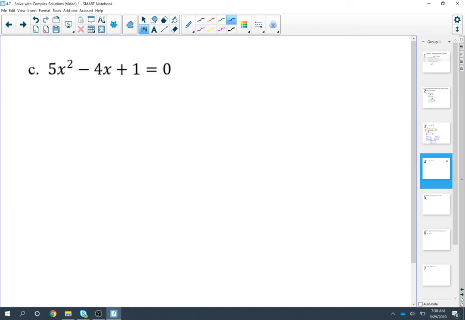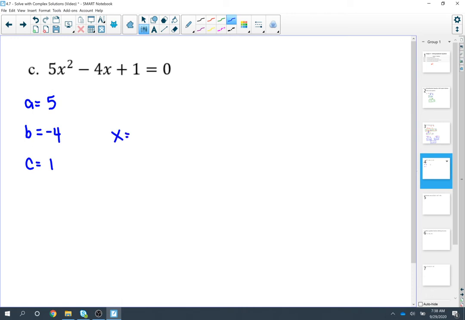Letter C, 5x squared minus 4x plus 1 equals 0. We're not going to solve by square root because there's a b term. I'm not going to solve by completing the square because the a is not a positive 1, so I don't want to have to deal with this. I could probably solve this by graphing because it's already equal to 0, but given that these are imaginary solutions, it's probably not going to hit the x-axis. So at this point, I'm going to choose the quadratic formula. It's already equal to 0. a, b, c. a is 5, b is negative 4, c is 1.